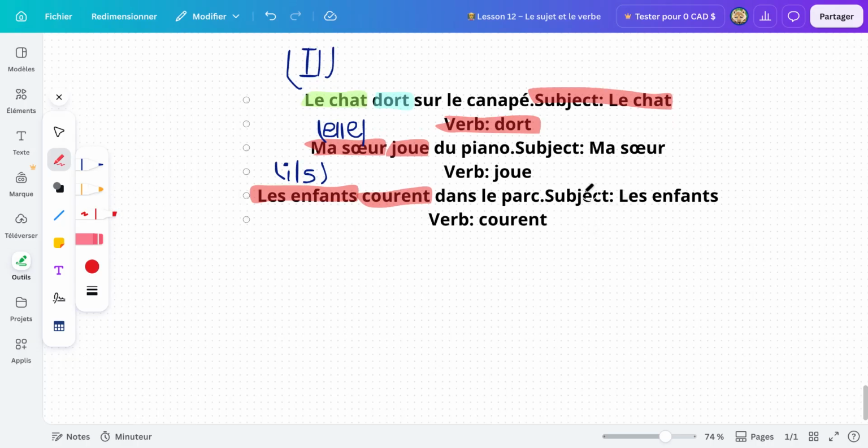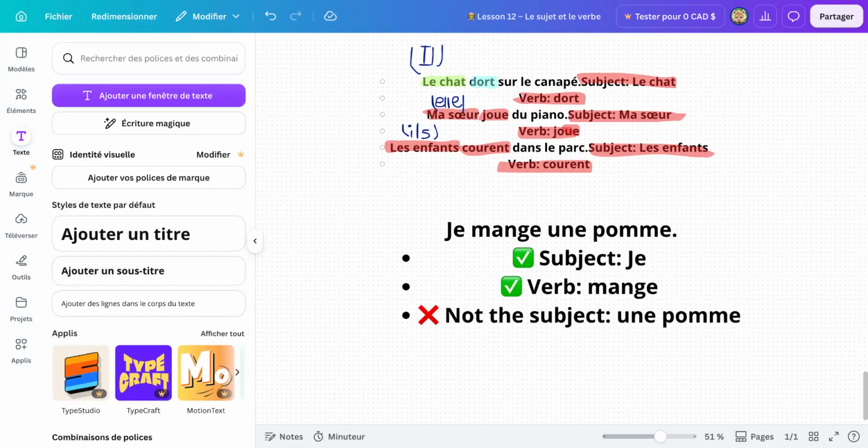Like, the subject is les enfants. The subject is ma sœur. The verb here is joue. And the verb is courir. Now, we're going to go to the next. Hope you guys understood this lesson. Okay, let me just explain this.